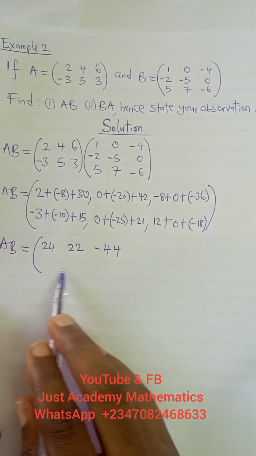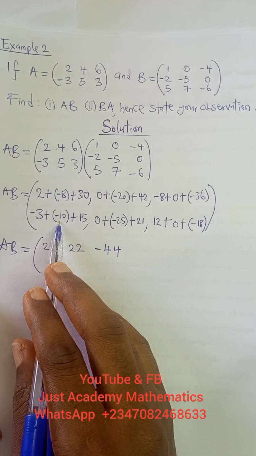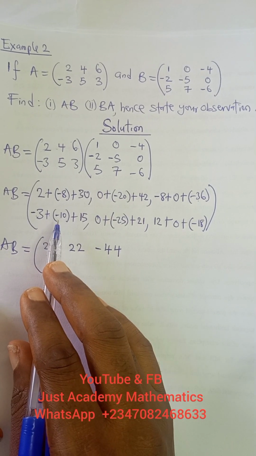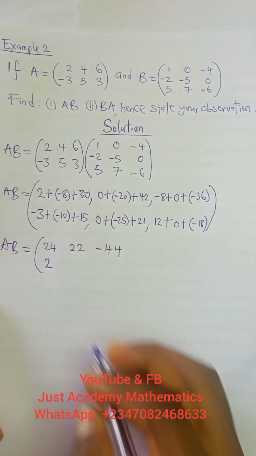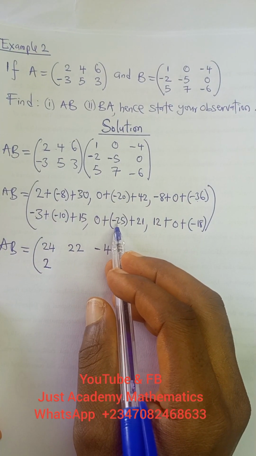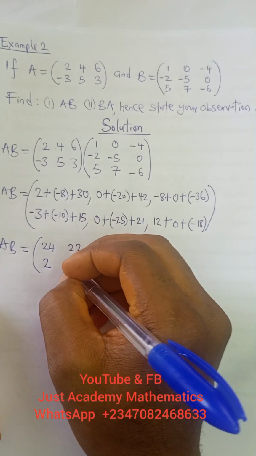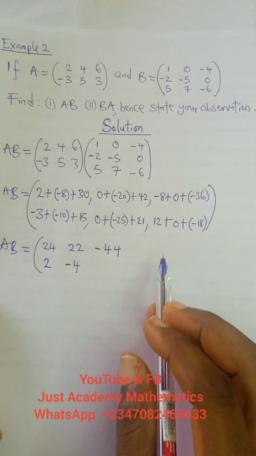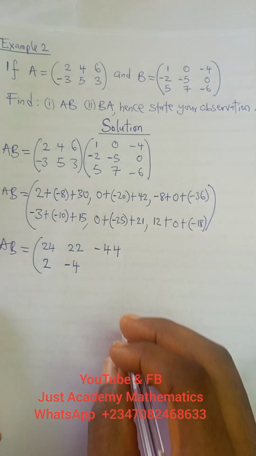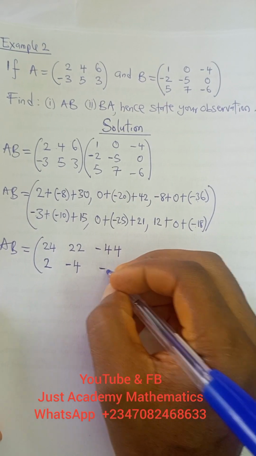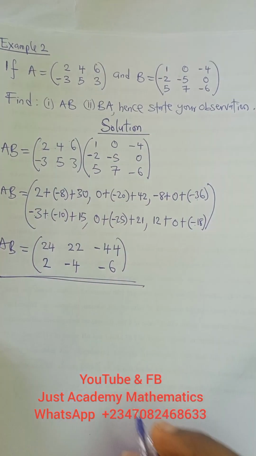Now for this row, minus 3 minus 10 is minus 13. Minus 13 plus 15 is positive 2. Now here, minus 25 plus 21 will give me minus 4. And here, 12 minus 18, of course, will give me minus 6. Negative 6. So this is the answer for A times B.